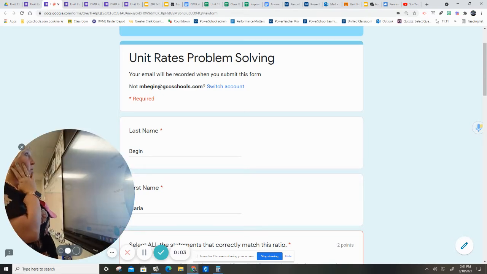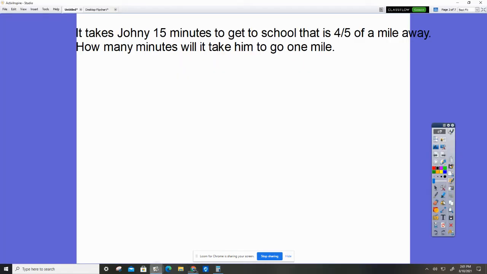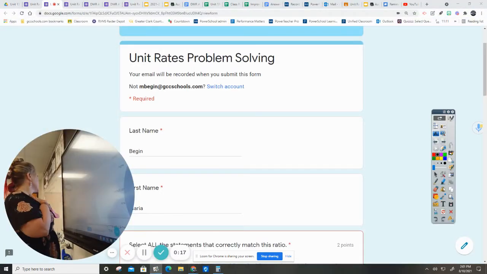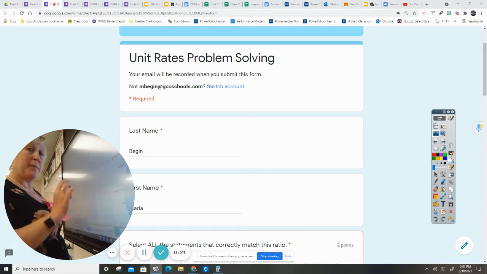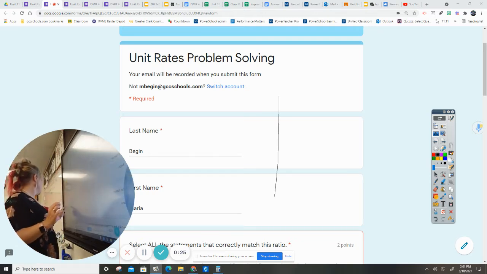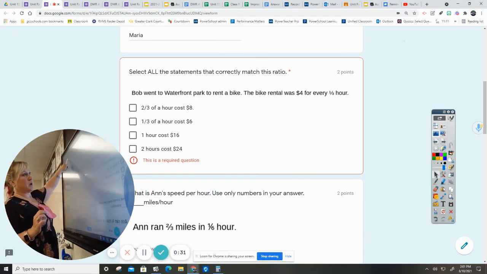Okay, we are going to work on unit rates problem solving. This is a study guide for an upcoming test. And the big thing that I want you guys to get out of it is when we deal with fractions, you're looking for the blank per blank. That per means divide. So the first thing that we're going to do is we are going to do this problem.